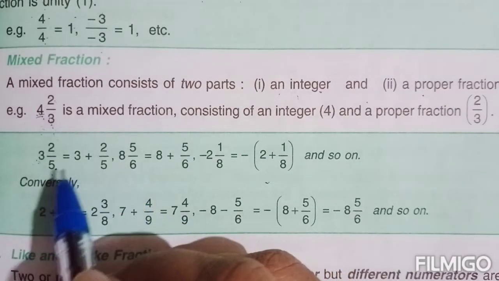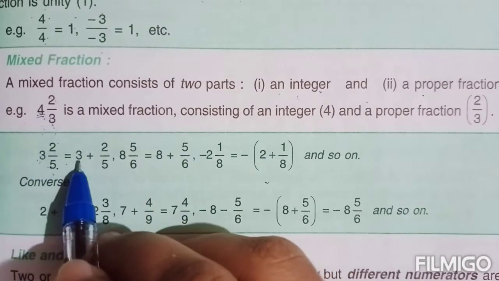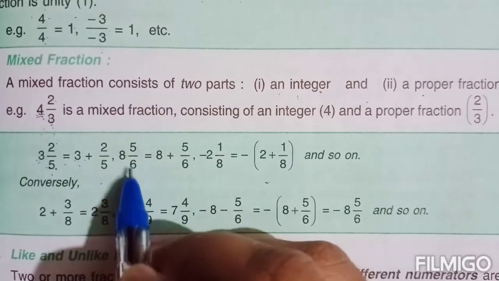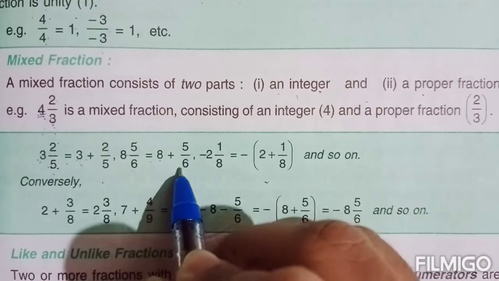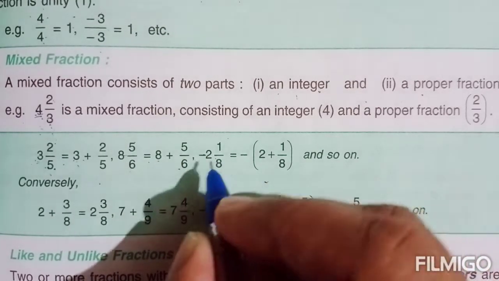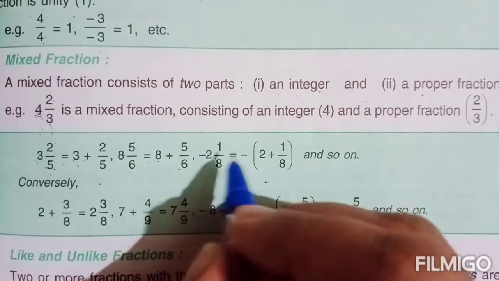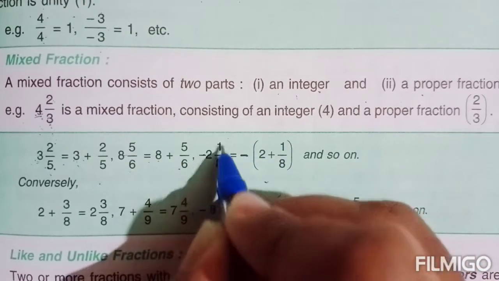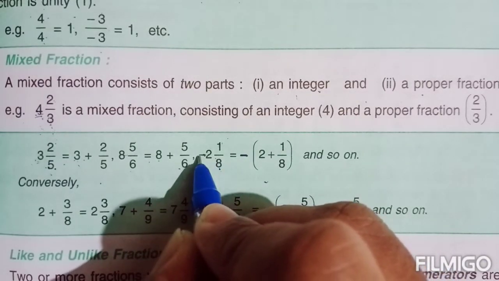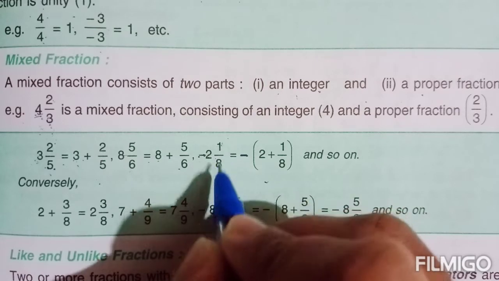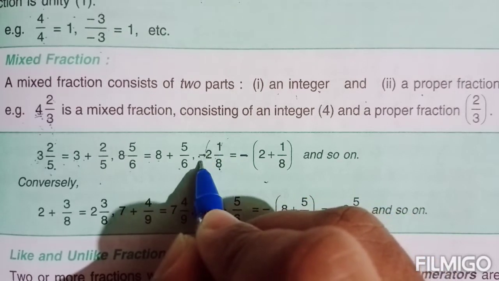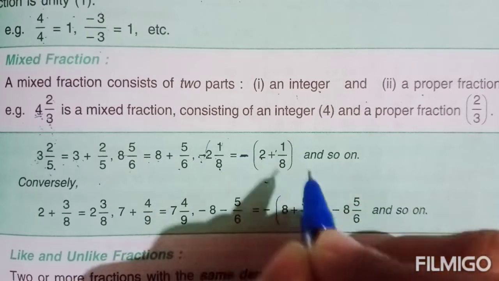Okay. Now 3 2 by 5, actually we can split like this. 3 plus 2 by 5 it is. 8 5 by 6 it is 8 plus 5 by 6. Minus 2 1 by 8 it is minus of 2 plus 1 by 8, don't take it as minus 2 plus 1 by 8. Okay, this minus sign is for both 2 and 1 by 8. 2 inum 1 by 8 inum ബാധകമാണ് ഈ minus sign ഉള്ളത്. Okay, it is minus of 2 plus 1 by 8.